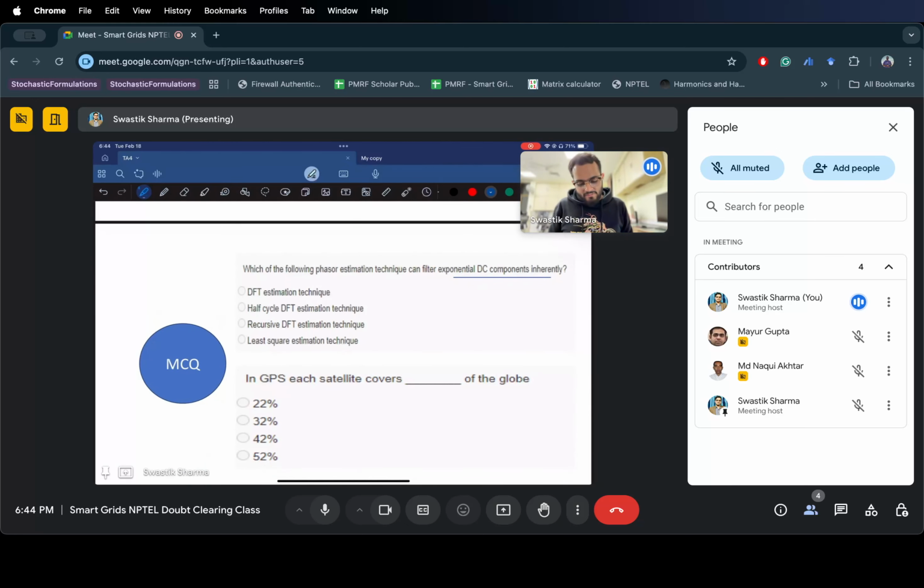Next, which of the following phasor estimation techniques can filter exponential DC components inherently? Can anyone tell me? So we studied where DFT lags, right? And where LSEs come into play and help in correcting what these DFTs lack.